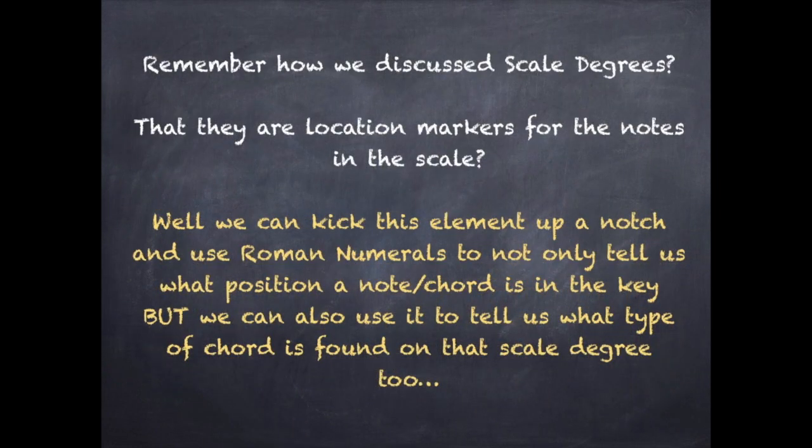Remember how we discussed scale degrees? That they are the location markers for the notes in the scale? Well, we can kick this element up a notch and use Roman numerals to not only tell us what position a note or chord is in the key, but we can also use it to tell us what type of chord is found on that scale degree too.